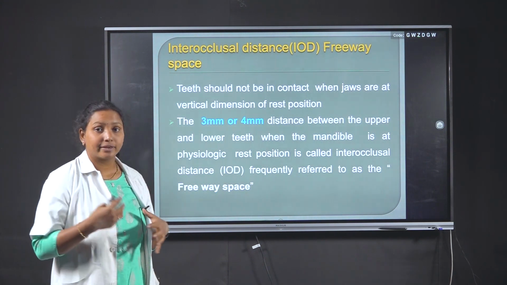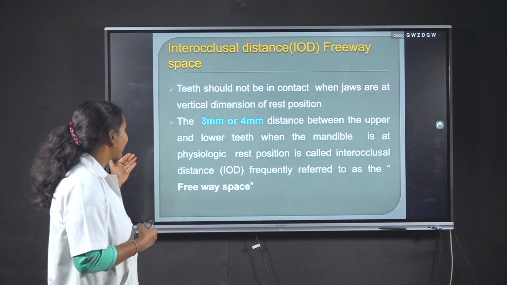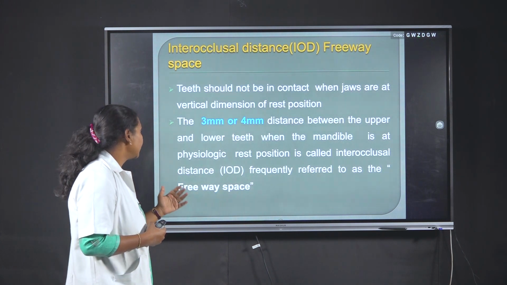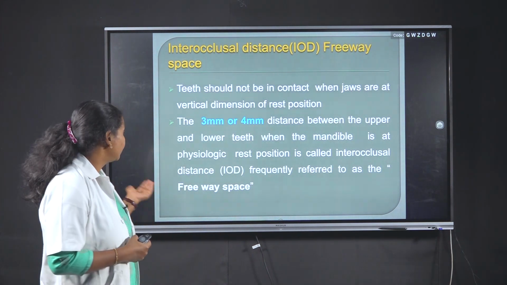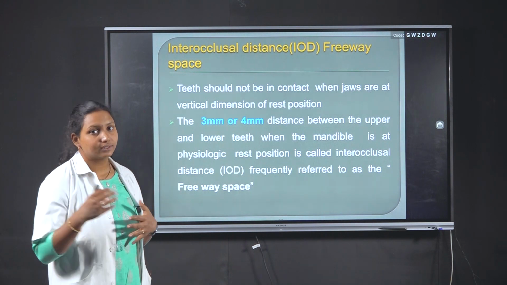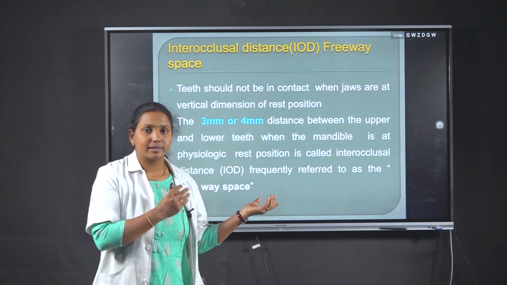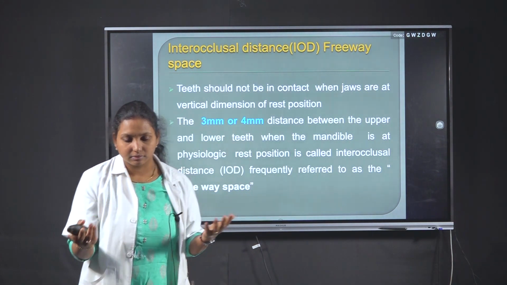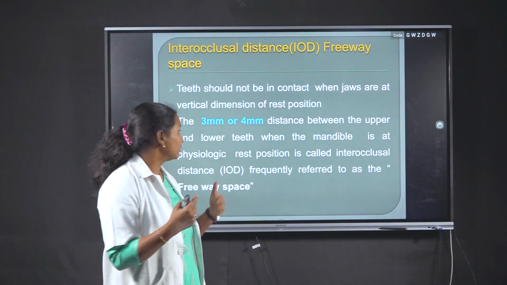We will record this when the mandible is at physiological rest position. It is also called as intraocclusal distance. This is also called as freeway space. This is named after a scientist called Silverman. It is also called as Silverman's closest speaking space or freeway space.